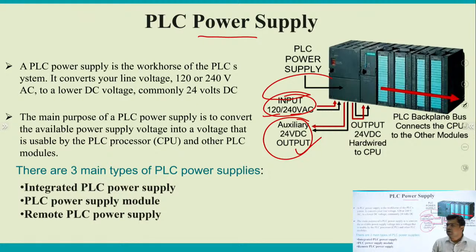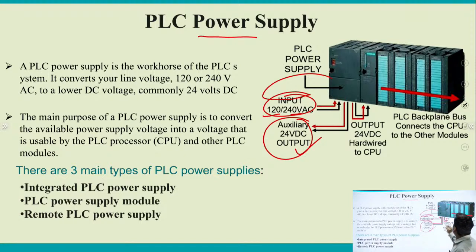And one more application is that various kinds of devices are found in a standardized form, so they are all operated at 24 volt DC. That's why we convert everything into 24 volt DC.